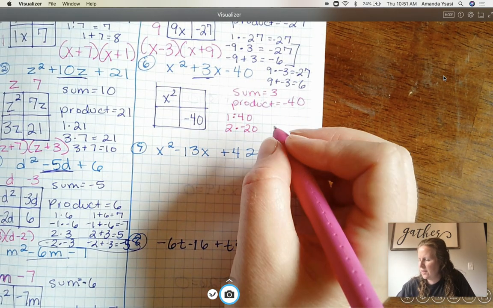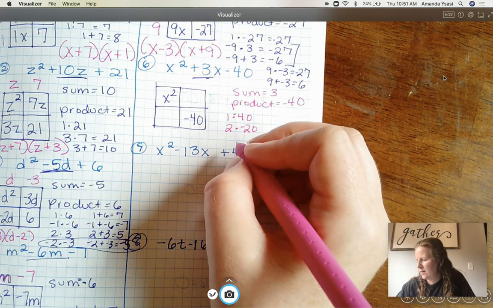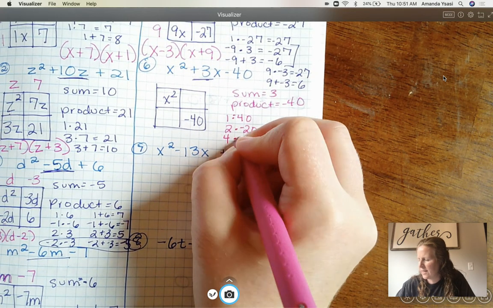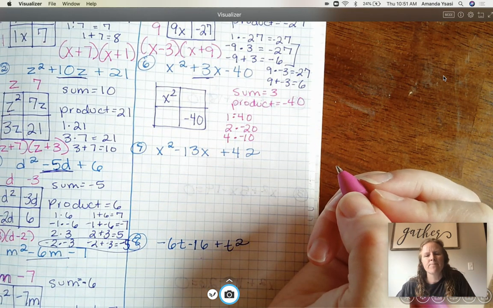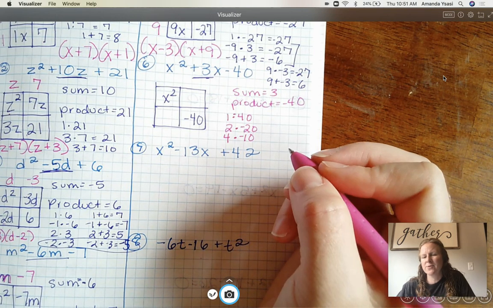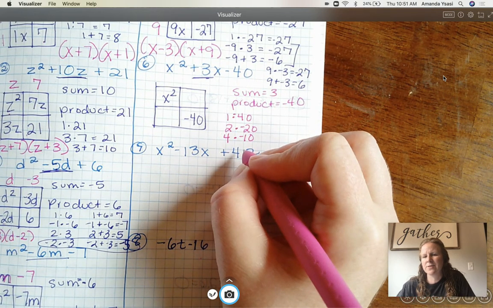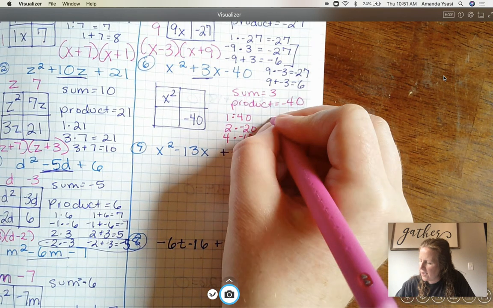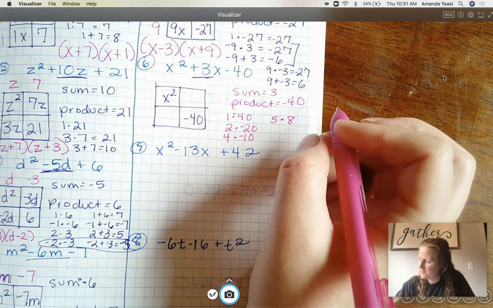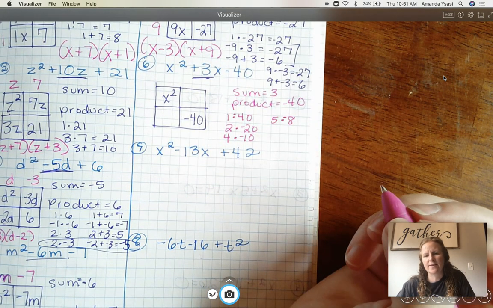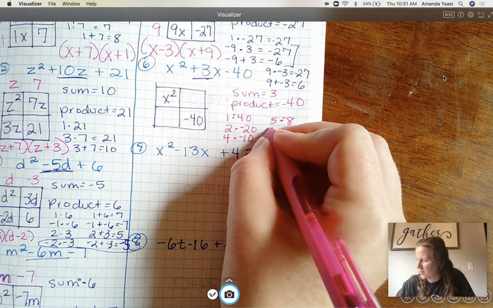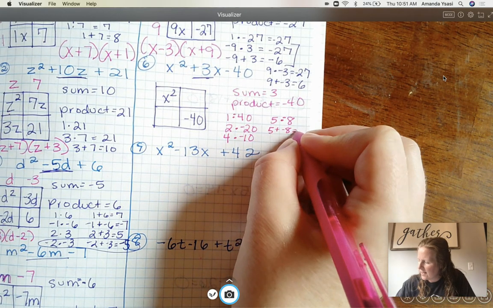3 won't go in, 4 won't go in. Yeah, 4 will, sorry. 4 times a negative 10 gets negative 40, but if we add those, they're 6 apart, so that's not going to work. 5 times 8. Oh, what about 5 times a negative 8? That's a negative 40. If we add those, I get a negative 3.